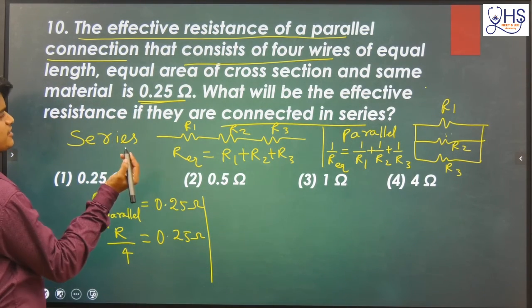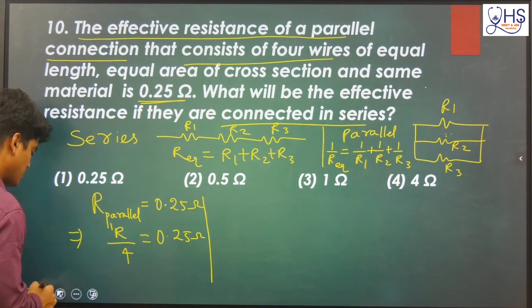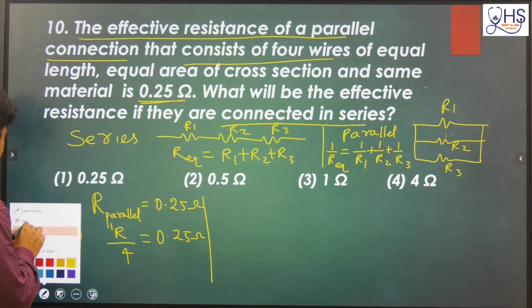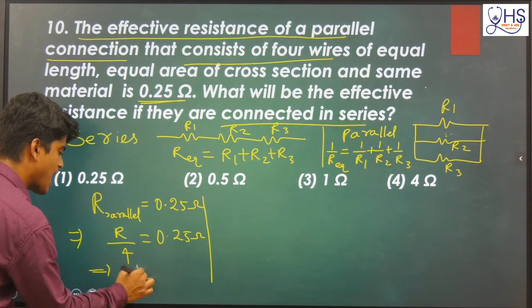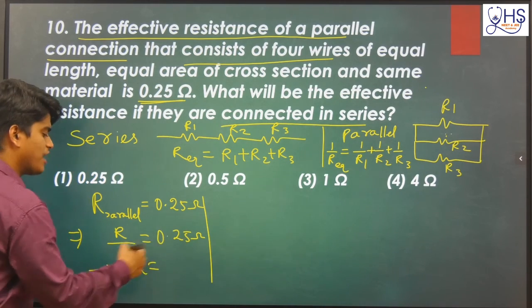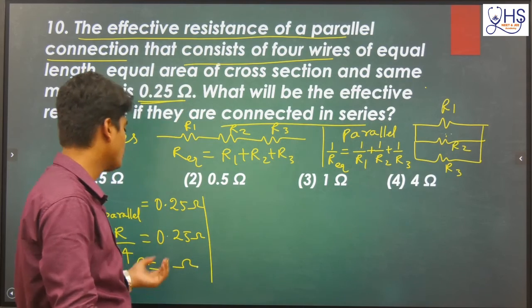So each resistor I am considering as R. So R parallel is coming R by 4. Now here I can write R equal to 0.25 into 4, it will become 1 ohm. So the individual resistor value I am getting is 1 ohm.